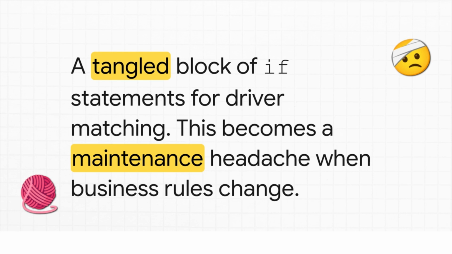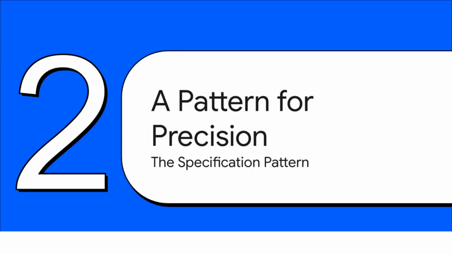What happens when business comes to you and says, hey, we need to add a rule for pet-friendly drivers? Or what if you need to reuse just one piece of that logic somewhere else? It's a total maintenance headache. But what if there was a way to untangle all of this? Well, there is. And this is where our hero, the specification pattern, swoops in. It's all about bringing precision and, honestly, sanity back to our business logic.